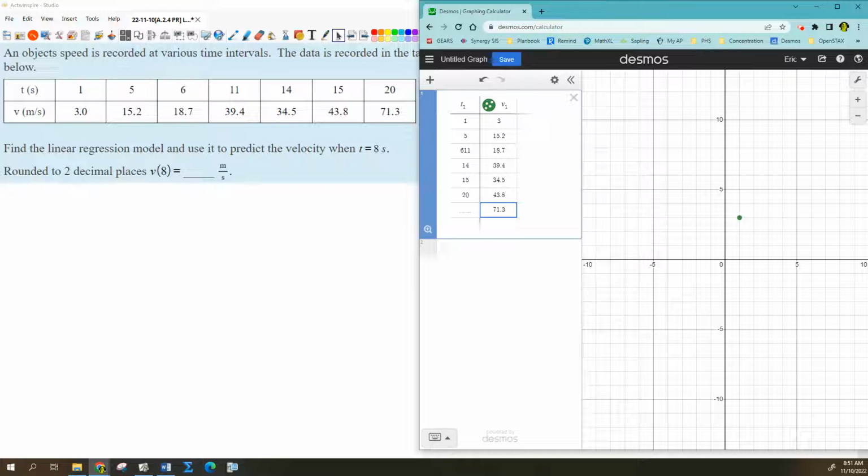Oh, what happened there? Oh, okay, I see. I messed that up. That's 6, 11, 14, 20. There we go. Okay, so there's my data table, right?